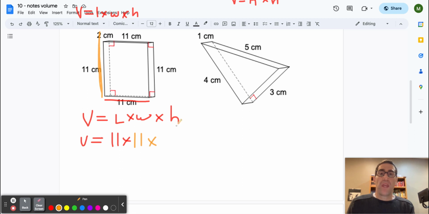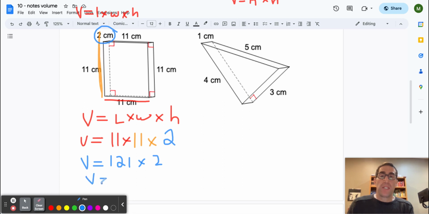Times, now when we think about the height, we're saying, what's separating this front face from the back face? It turns out that in this case, hidden up here is a 2 centimeter. That's the difference. So I have two layers of 11 by 11 stacked on top of themselves. When I multiply this out, the volume is equal to 121. That's the area of that square that's facing us, and I've got two layers of it. So my volume for this entire shape is 242.